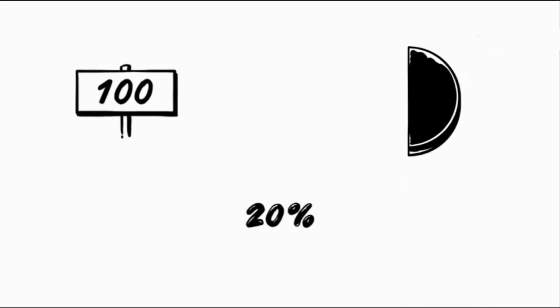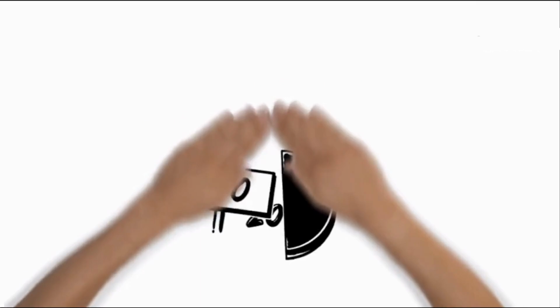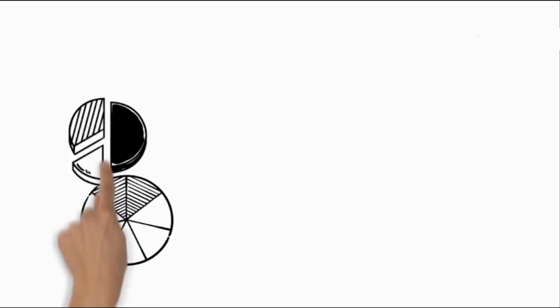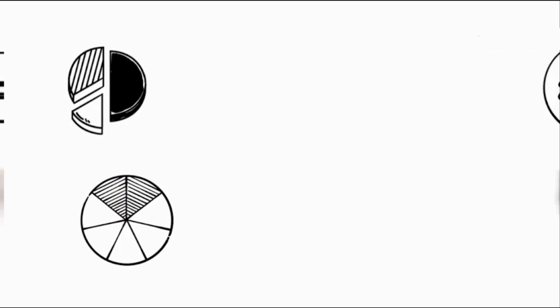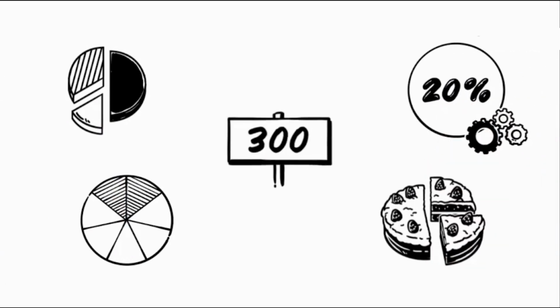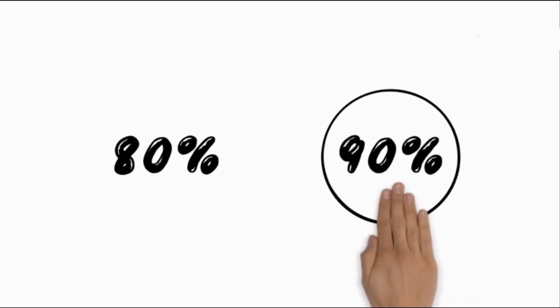Regarding percentages, we're talking about a particular part of 100. 20% is 20 parts of 100, 50% is 50 parts of 100, 75% is 75 parts of 100, and so on. Percentage calculations are also used for comparing values and data, for example in weather forecasts. 85% probability of precipitation means a 15% chance of dry weather in reverse.